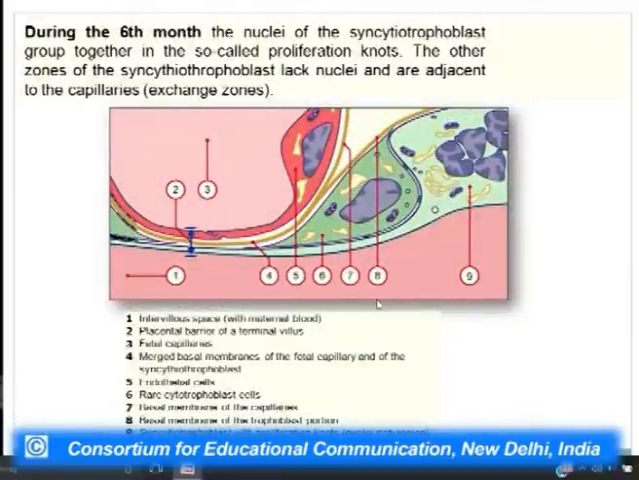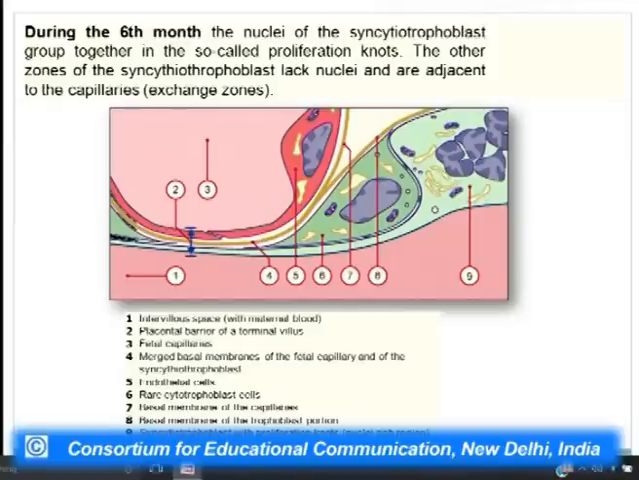Now, during the 6th month, the nuclei of the syncytiotrophoblast group together in the so-called proliferation knots. You can see that this is the placental barrier. This is again the intervillous space with the maternal blood. This is the placental barrier of a terminal villus, and within that are the fetal capillaries. This is the maternal blood, these are the fetal capillaries, and this is the barrier, which is composed of the merged basal membrane of the fetal capillary and of the syncytiotrophoblast.